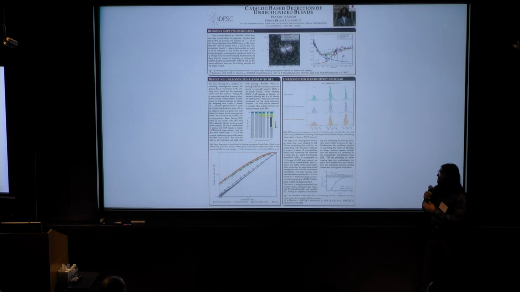Our technique is just using a catalog that's been labeled. So you have colors, you have size, pass it into your favorite machine learning algorithm, which in my case is random forest, and you can see how you do. We're able to catch a decent number of blends at a small fraction of the cost of the sample. And we're now focusing on the second half of this, which is implementing this into cosmology with cosmic shear.